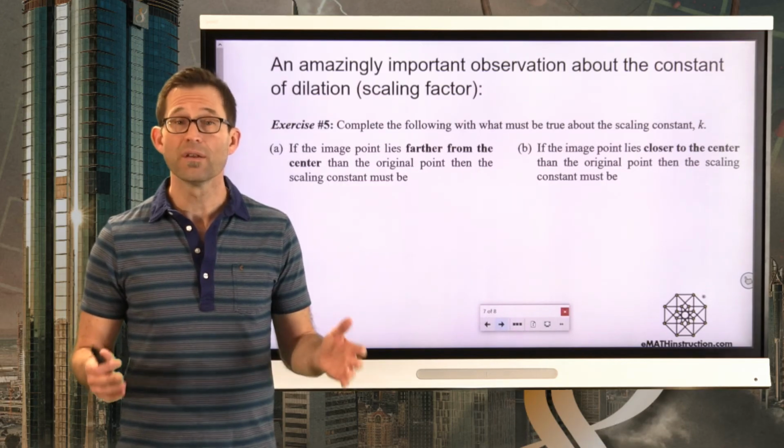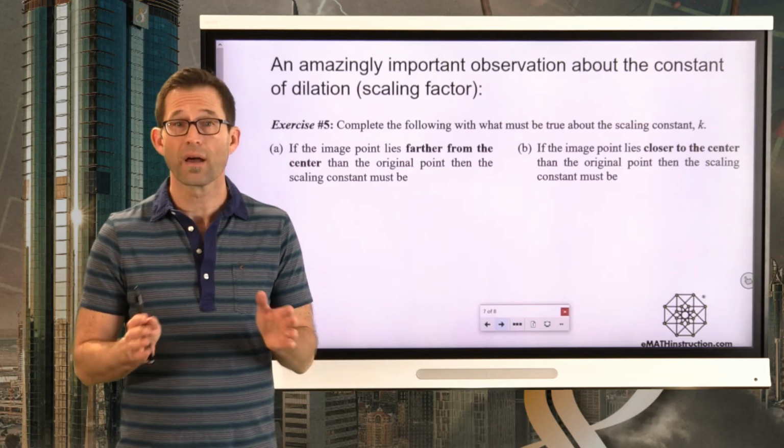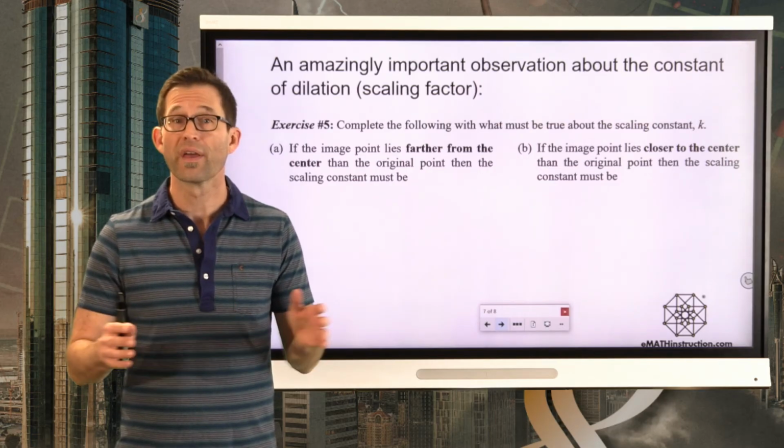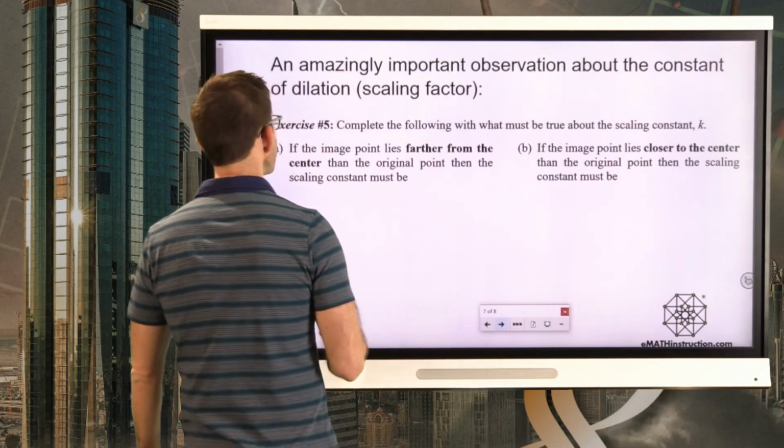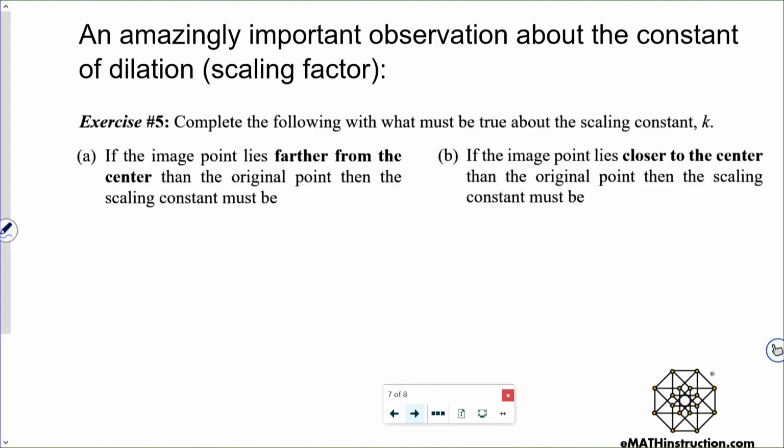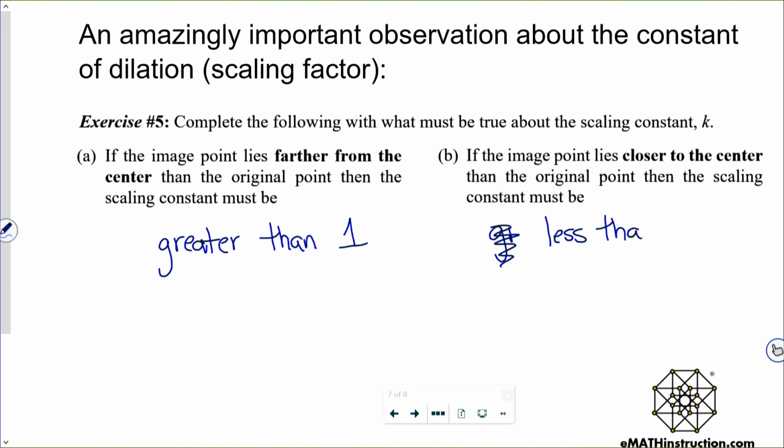All right, well, we've seen a few circumstances where image points got closer, and we've seen some where they get farther. And it basically boils down to this. If an image point gets farther from the center, then the scaling constant must be greater than 1. All right? And if the image point lies closer to the center, then the scaling constant must be less than 1.